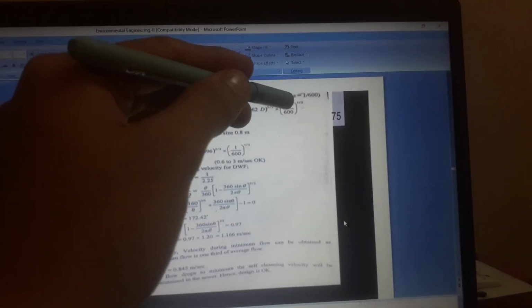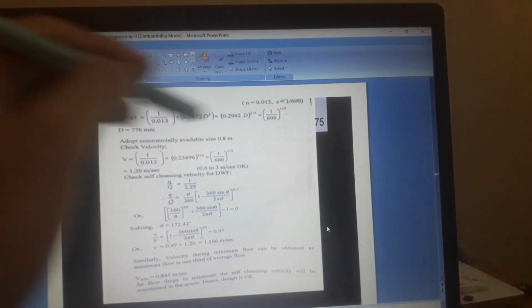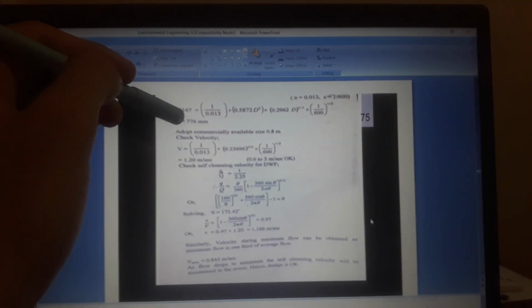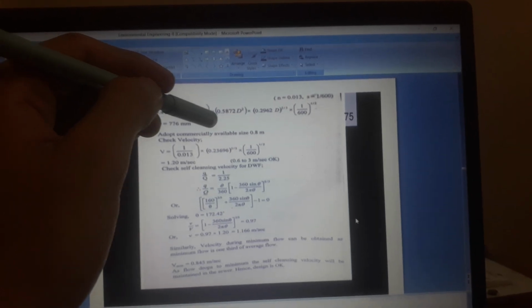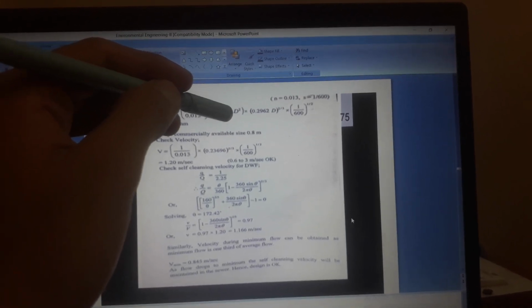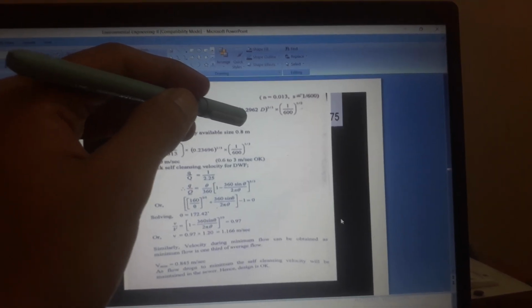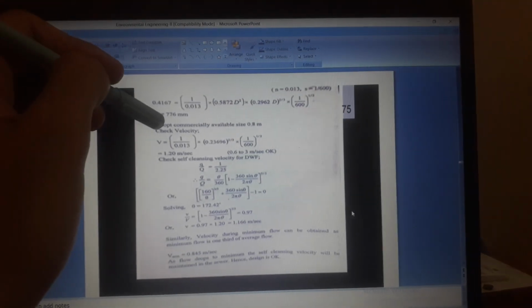Then n is equal to 0.013, S is equal to 1 by 600. 0.4167 is equal to 1 by 0.013 into 0.5872 D square into 0.2962 D whole raised to 2 by 3 into 1 by 600 whole raised to 1 by 2. D is equal to 0.776 meter. Adopt commercially available size 0.8 meter.